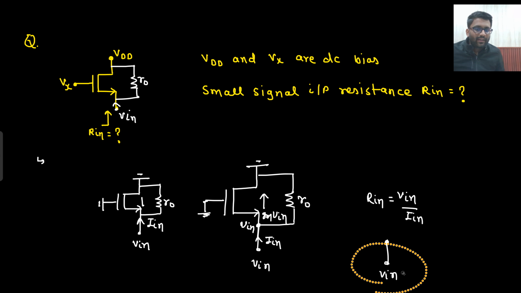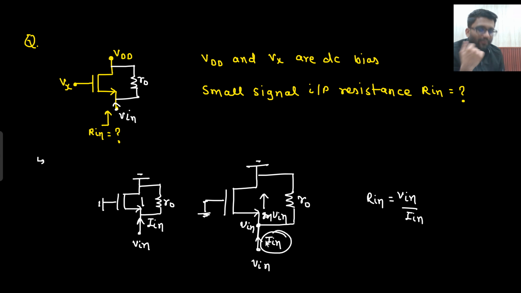What will be the current in R naught? Because what is my target? My target is to write down V in by I in, so I need this I in value. For that I am finding this, because this I in will be divided into two paths. One path is this one, gm V in. Another path is this. What will be the current in this R naught? What is this potential? V in. What is this potential? This is grounded, so this is 0. So the current here is V in by R naught.